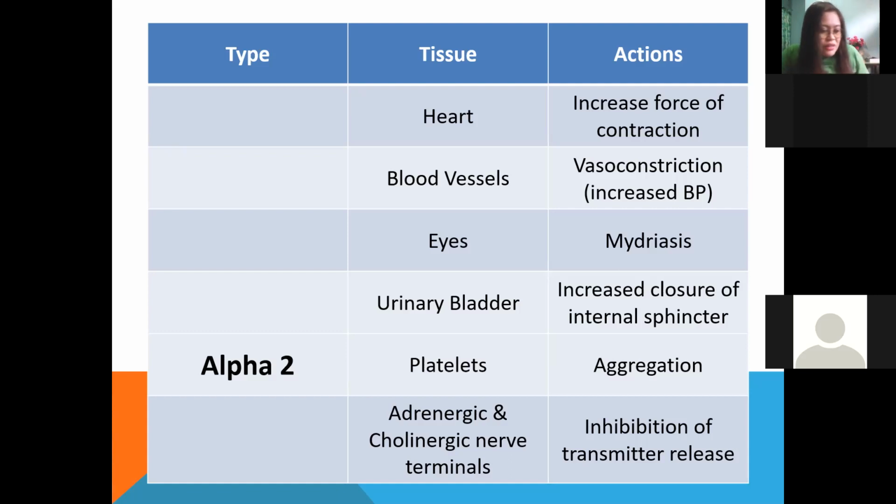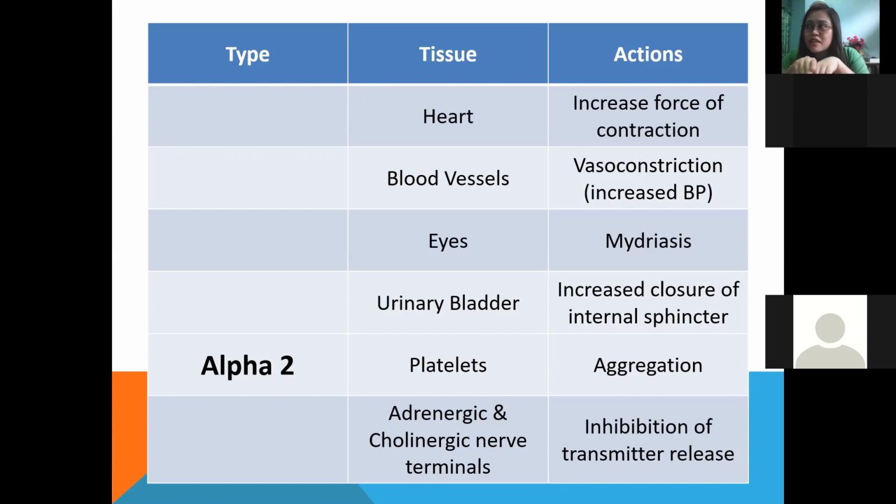Okay? So next we have the alpha-2. It can be located sa mga platelets nato, in which kapag na-stimulate ang mga alpha-2 receptors sa platelets, it can trigger aggregation. When you say aggregation, magkumpul-kumpul na sila, stick sila together forming a clot. And this one is the major location of our alpha-2 receptor.